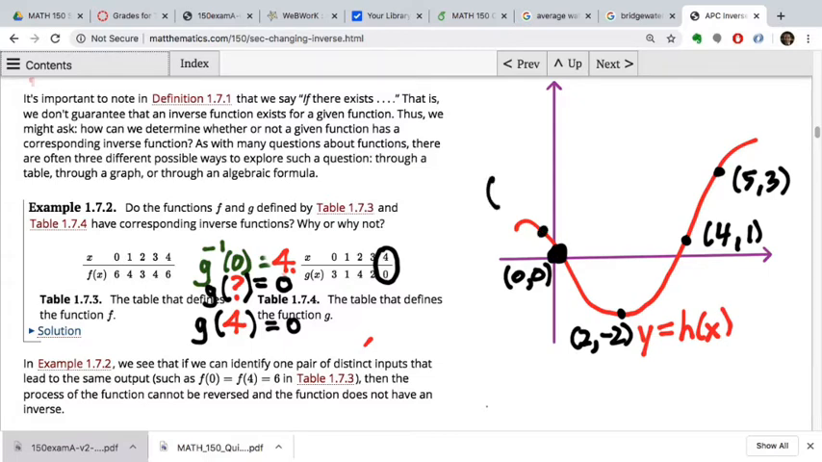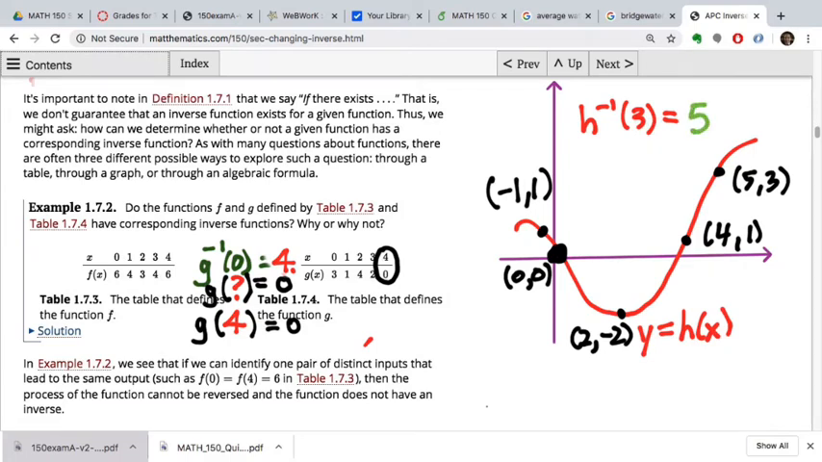And then maybe I'll put another point over here, (-1, 1). All right, so here's some points on this graph. Suppose that I wanted to know what is h inverse of 3. How would I find it, or where would I find it? At the point (5, 3). How do I know? Well, first of all, how do we answer the question then? H inverse of 3 would be equal to what?